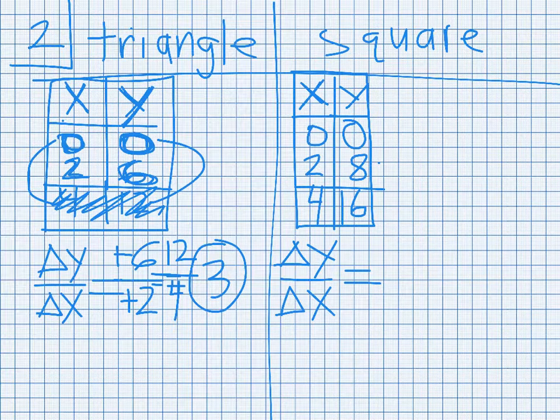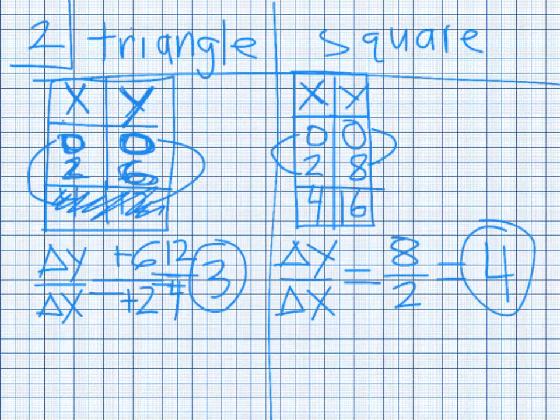Let's go ahead and use this again. The change from 0 to 8 for the y's, that's a rise of 8. And the change in the x's for that same situation is it went up 2. 8 divided by 2 is 4. That is the rate of change for each of those situations.